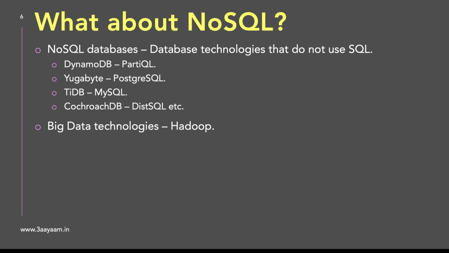Then we have big data technologies. You might have heard about Hadoop. Hadoop became very famous back in 2009 or 2010, and it brought in the revolution on big data. Hadoop has two components. One is MapReduce, which is used for processing, and the other is HDFS, which is distributed storage. So MapReduce is distributed processing and HDFS is distributed storage.